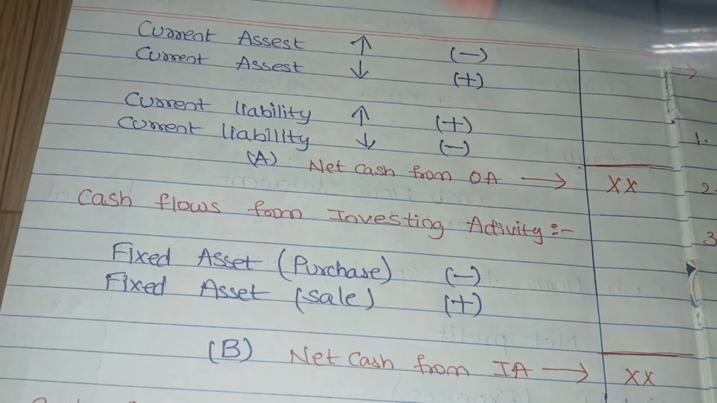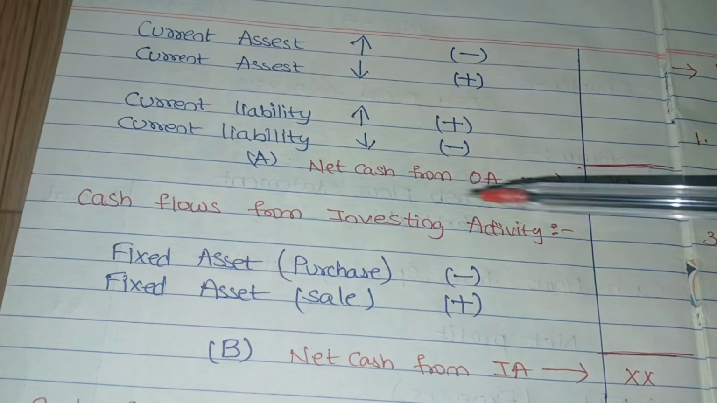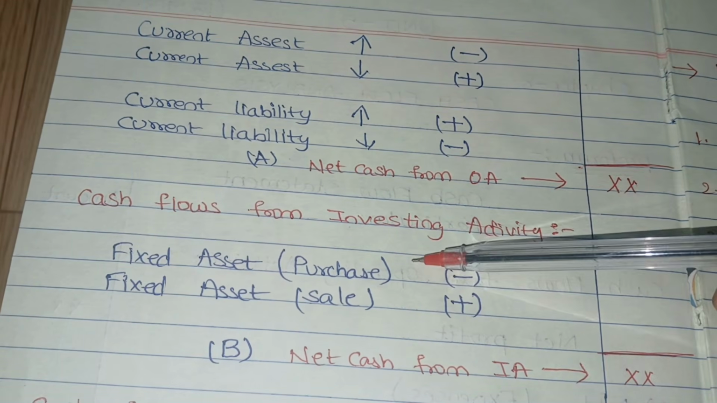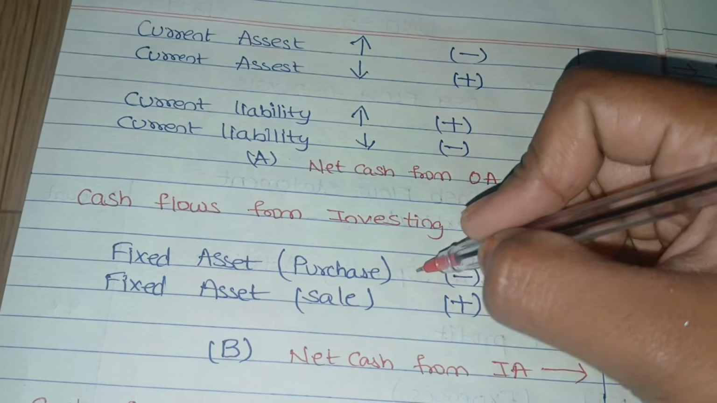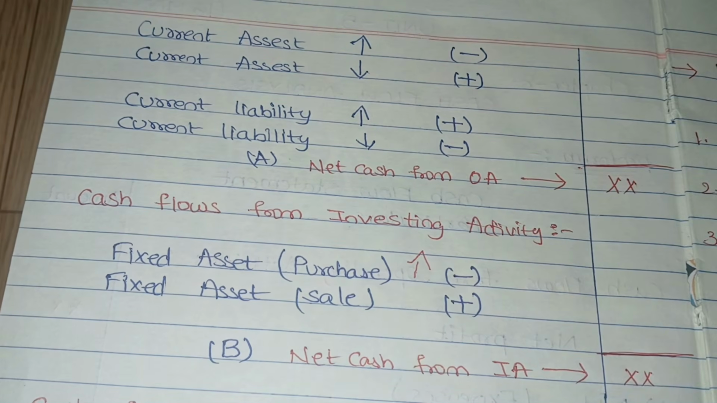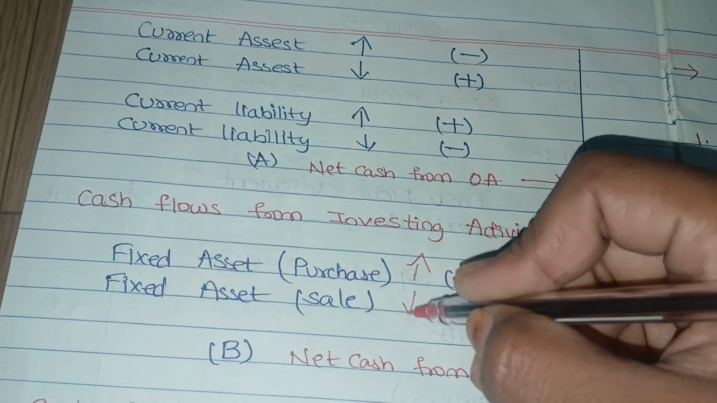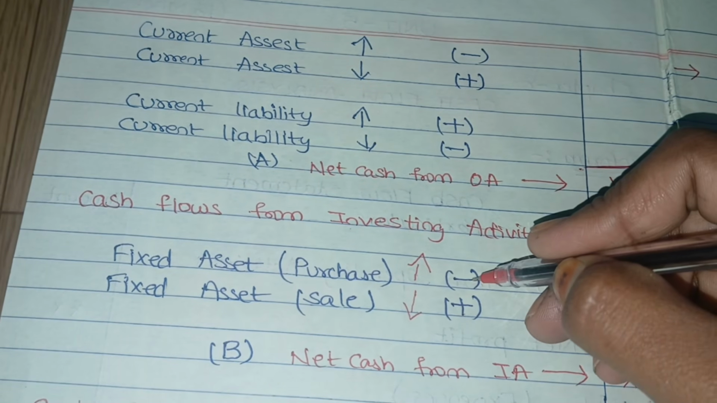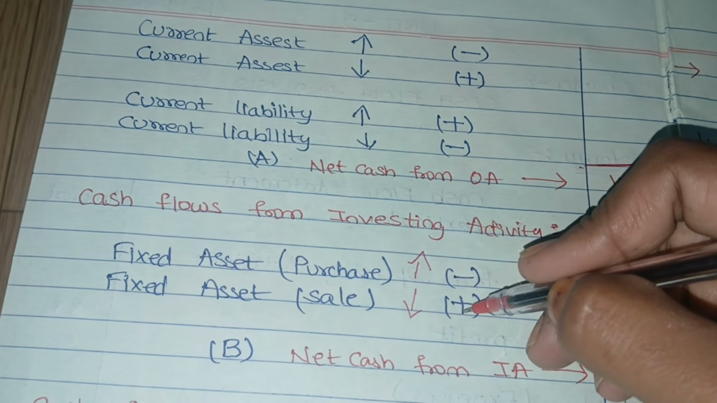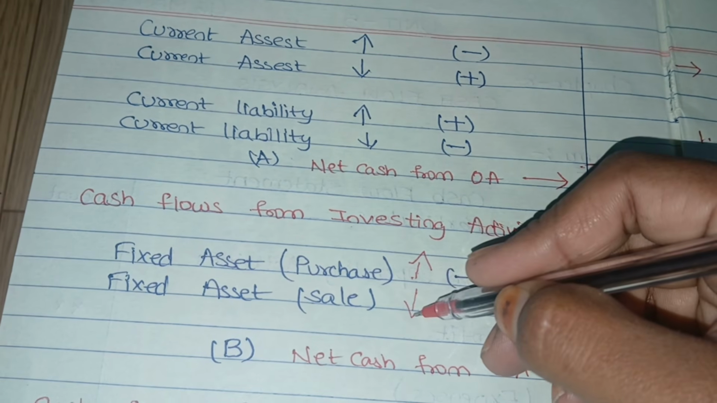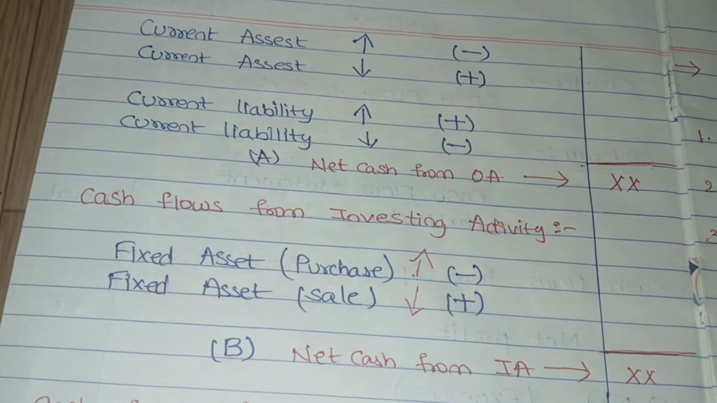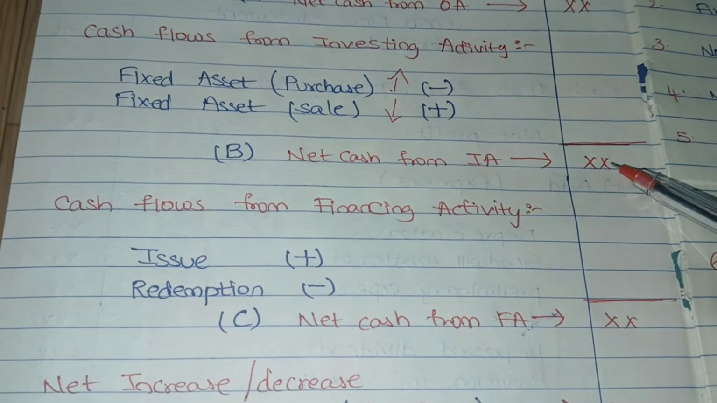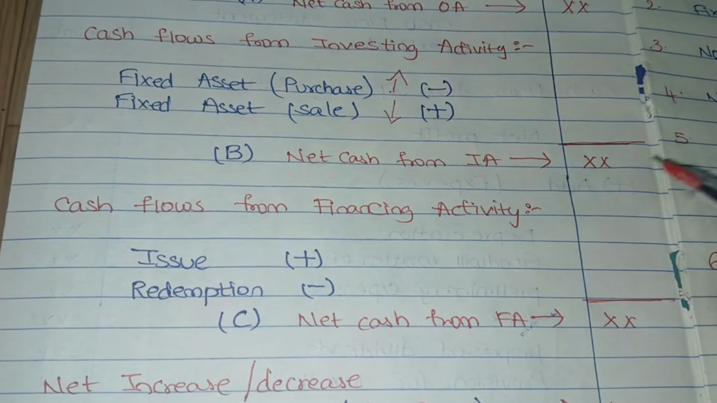After operating activities you have investing activities. To do investing activities you need to concentrate only on the fixed assets. If a fixed asset is increasing, it means purchases. Fixed assets decreasing means sale. Purchases means minus. Sale means plus. Increases mean purchase, decreases mean sales. Only the fixed assets we need to concentrate on to do investing activities. The amount whatever we are adding here is called net cash from investing activities.